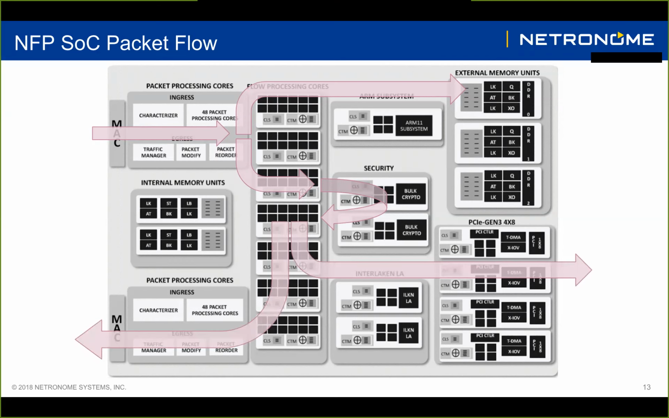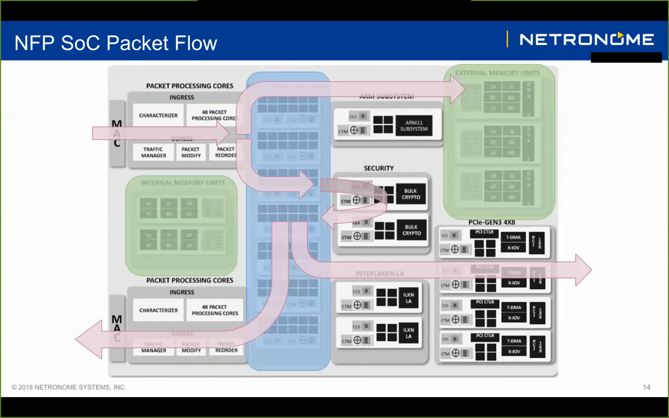But if it's forwarded, it can be forwarded either to the network or to the PCIe. It can be forwarded out the same port in KMN. There's really no restrictions on what one can do with the packets. And this is a view again. You can see that where the BPF programs are mapped is really the heart of the chip, and where the processing happens.